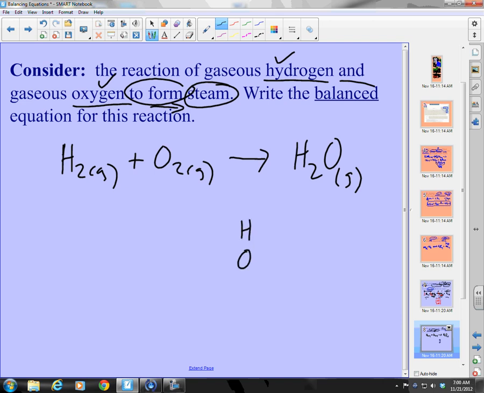How many H's do I have on the left? I have 2. How many do I have on the right? I have 2. How many oxygens do I have on the left? I have 2. How many oxygens do I have on the right? I have 1. Okay, here's my problem. Don't have enough oxygens on the right. So what can I do? Can I change this coefficient? Can I change this subscript? No, I have to change the coefficient. Put a 2 there.